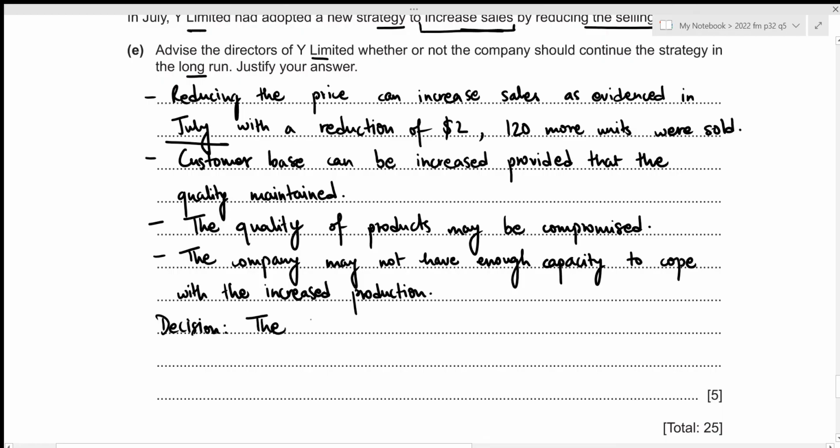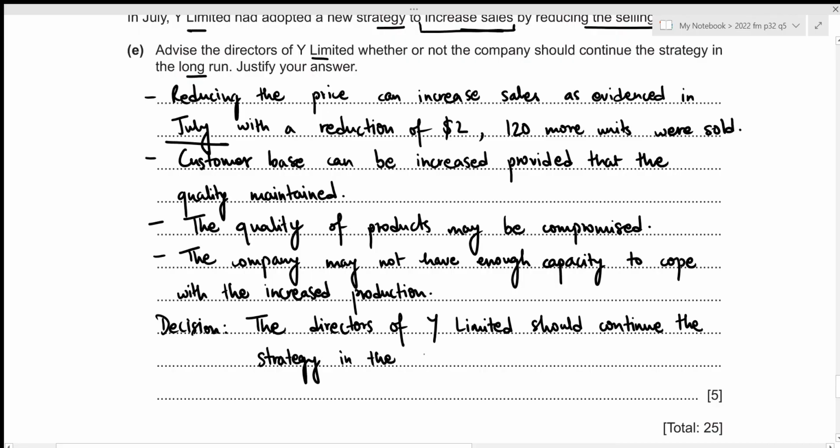The directors of Y Limited should continue the strategy in the long run. This concludes the fifth part of this question as well as the entire question number 5 of the 2022 February-March paper 3-2.